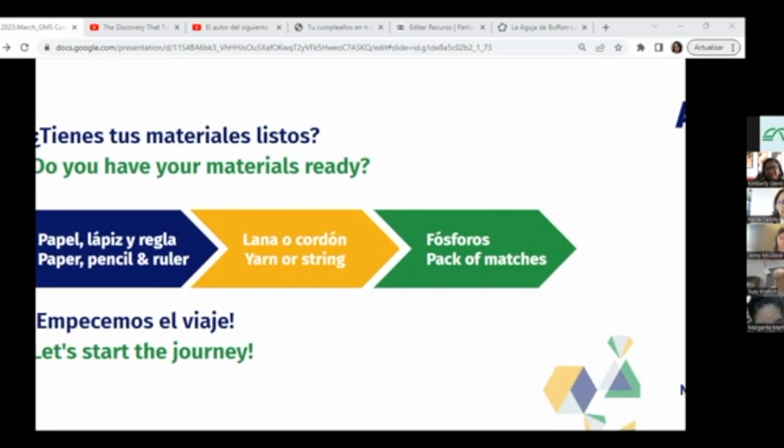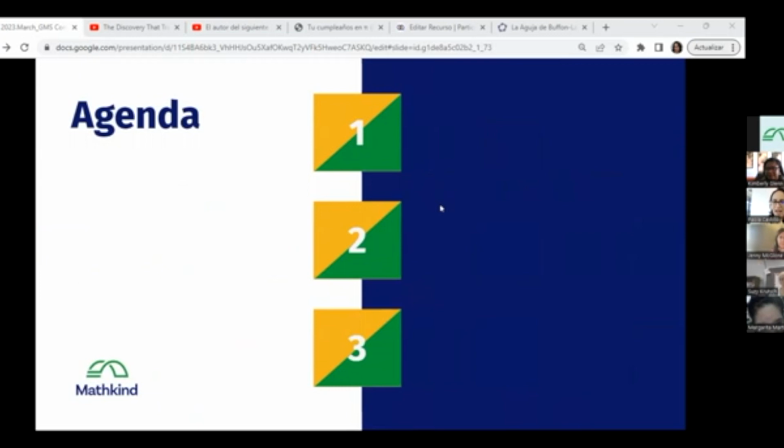Okay. How are we doing? Are we doing okay? You have the materials. I saw some of you showing me the yarn. So basically, pen, paper, something to write with, and this yarn.